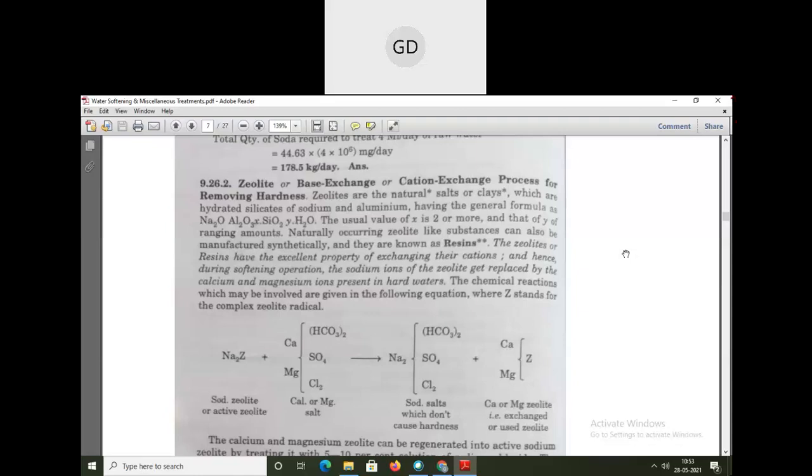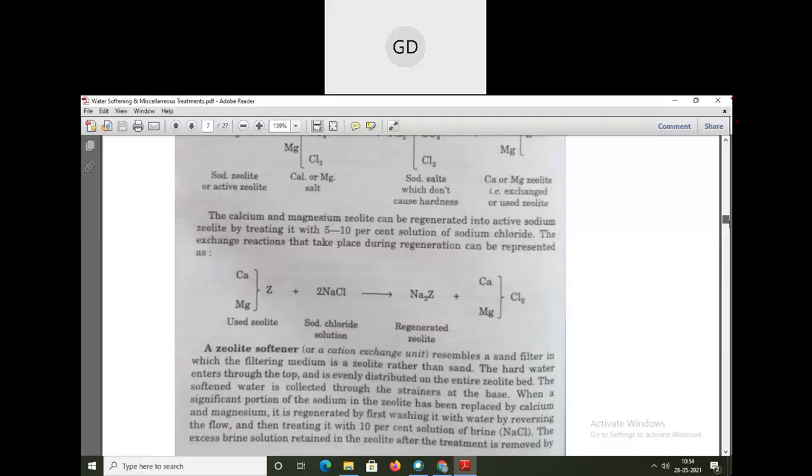So when it reacts with the calcium or the magnesium salts, it can be either calcium bicarbonate, calcium sulfate, calcium chloride, magnesium bicarbonate, magnesium sulfate, or magnesium chloride. When it reacts with the sodium zeolite, or active zeolite, it will give you the sodium salts, which don't cause hardness. In addition, it will give calcium or magnesium zeolites, as the exchange process takes place. So this whole thing is the reaction that is taking place.